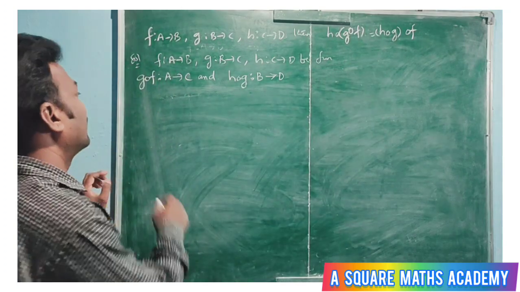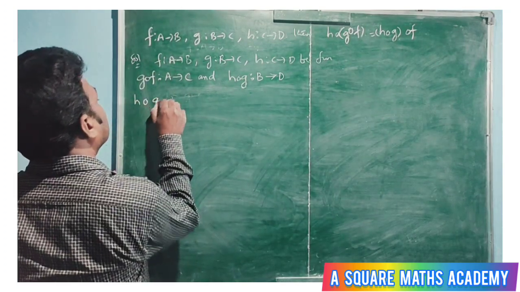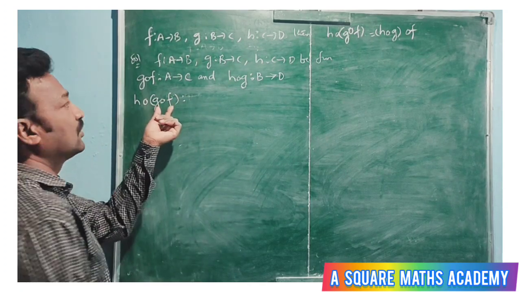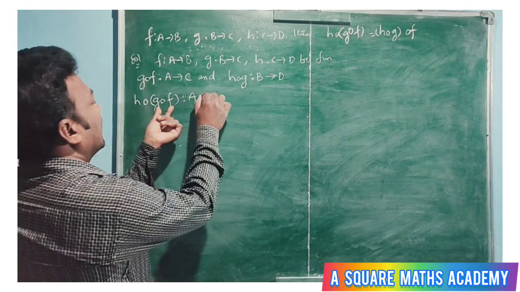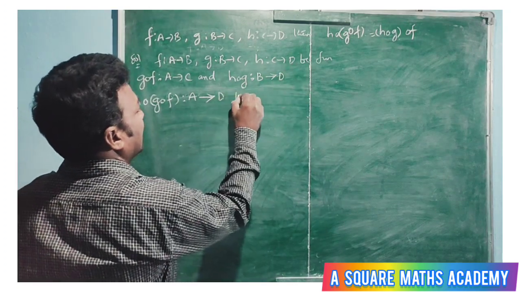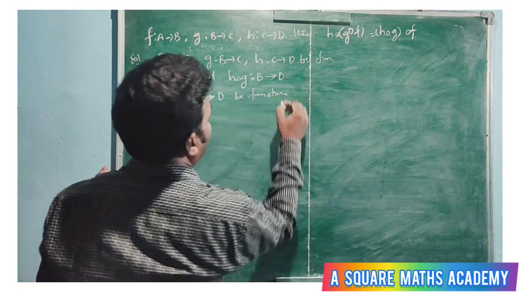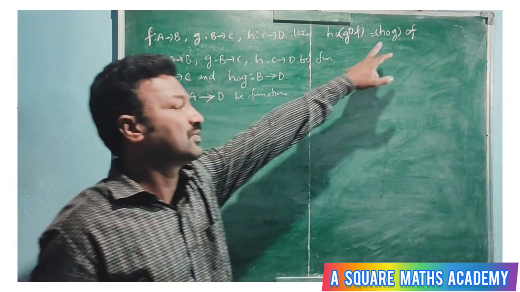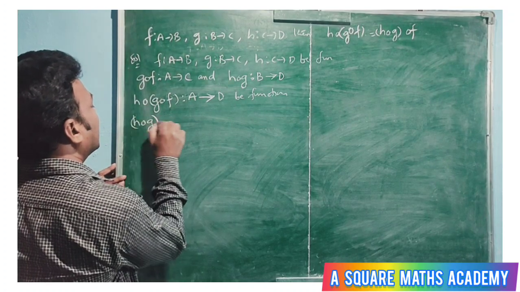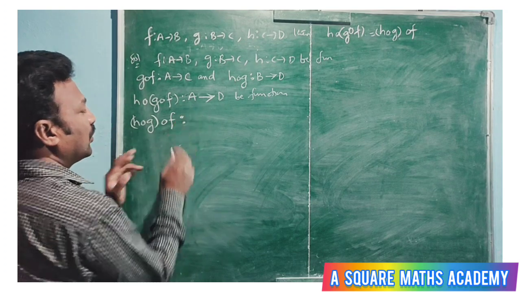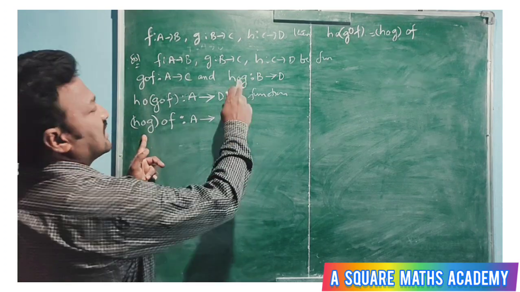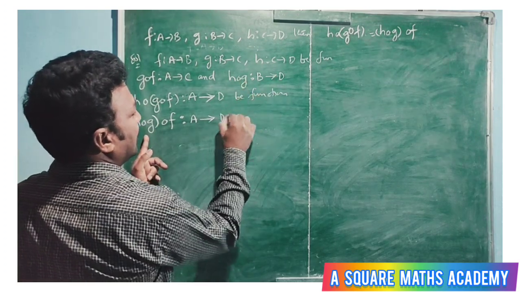Okay. So H circle G circle F is a mapping from, so domain of G circle F we take here. Domain of G circle F is what here? A. And codomain of H. Codomain of H is nothing but D. A function. So then after we write now this one. So that is H circle G circle F, a mapping from domain of F, that is A, to codomain of H circle G. Codomain of H circle G, that is D. A function also.